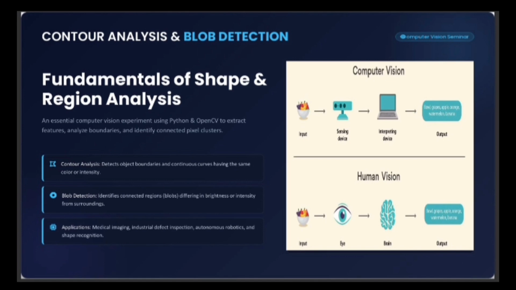Blob detection is used to detect connected regions in an image that have similar brightness or intensity. These connected regions are called blobs. These two techniques are widely used in applications like medical imaging, industrial inspection, object detection, and robotics. In this program, we will first explain the basic concept using a presentation. Then we will understand both Python programs line by line, execute them, and finally analyze the outputs.